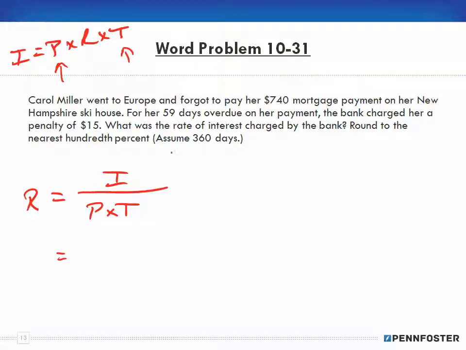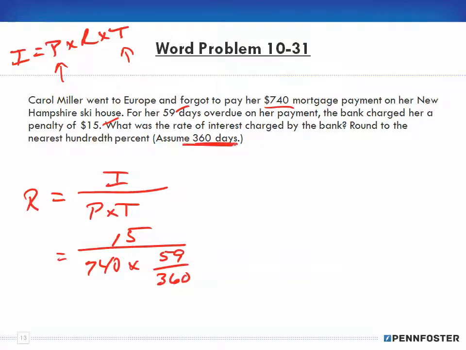So what's our interest? The bank charged her a penalty of $15, so 15 is the interest. And what is our principal? Well, that was a $740 mortgage. And what was our time? Well, it was 59 days over the 360 that we're assuming. And that's all there is to it.